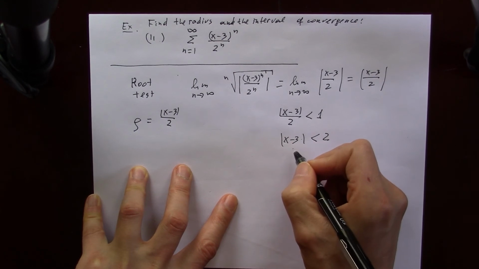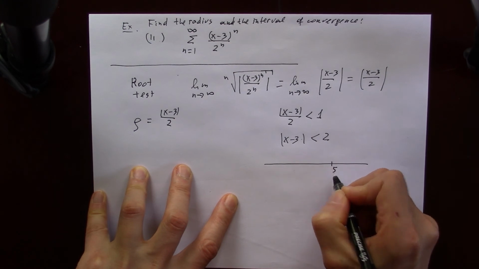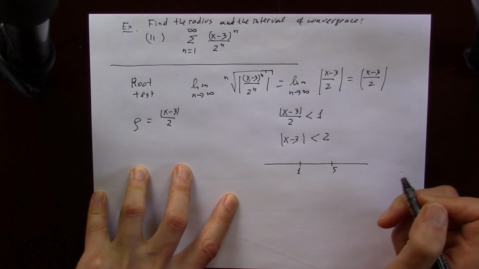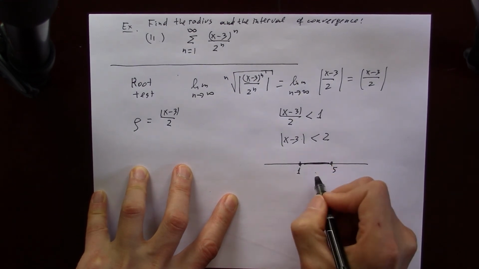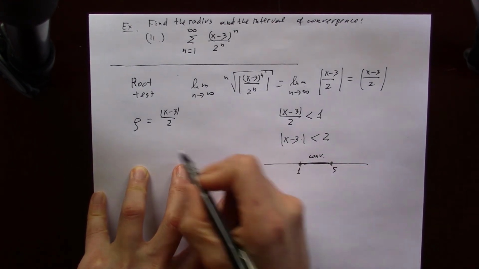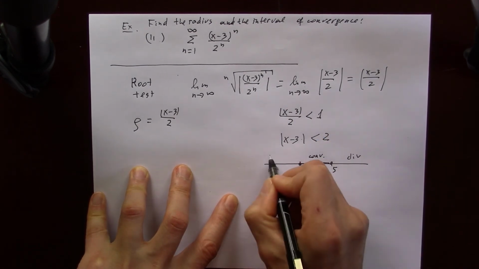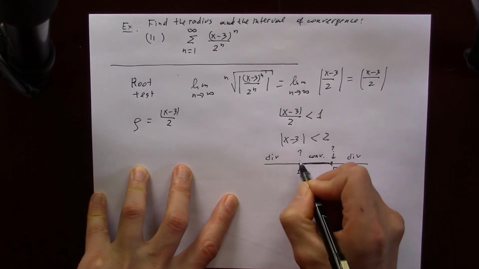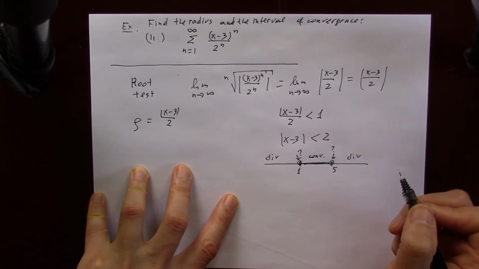And the absolute value of x minus 3 is less than 2. 5 minus 3 is 2, and 1 minus 3 is -2. So between these 2 points, the absolute value of x minus 3 is going to be less than 2, so it's going to be convergent, because rho equals that. Outside is going to be divergent. And the question marks are right on the edge, when x equals 1 and x equals 5.